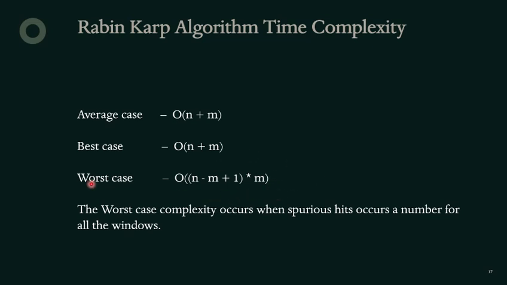Yes, it will take the worst case, and the worst case complexity occurs when such spurious hits occur in a number of windows. This means checking every character by character in the pattern. And now the average case is O of n plus m, when the rolling hash function efficiently reduces the number of character comparisons required. And as you can see, the best case is O of n plus m.